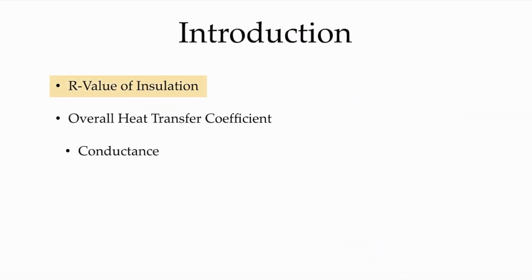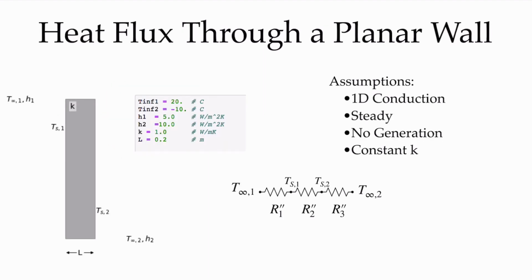In this video, we're going to look at the R value of insulation. Then we're going to define the overall heat transfer coefficient, which is sometimes referred to as a conductance. When we considered a resistance network to look at heat transfer through a wall, for example, here where we have a conduction process and a convection process, we used potentially area-specific resistances in order to calculate the heat flux through that system.